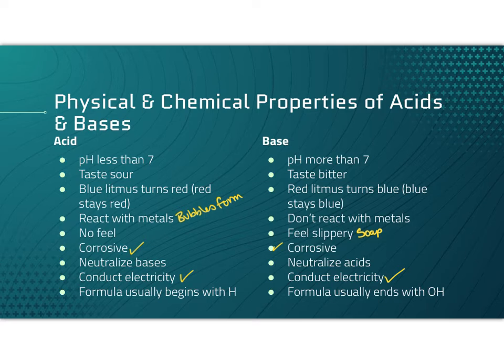How do I pick out an acid? Its formula usually begins with an H. So H and then some other chemical formula. Something with an H in its formula, not at the front, is not considered acidic. Bases, typically their formulas end with OH, like NaOH or MgOH. These are both bases.